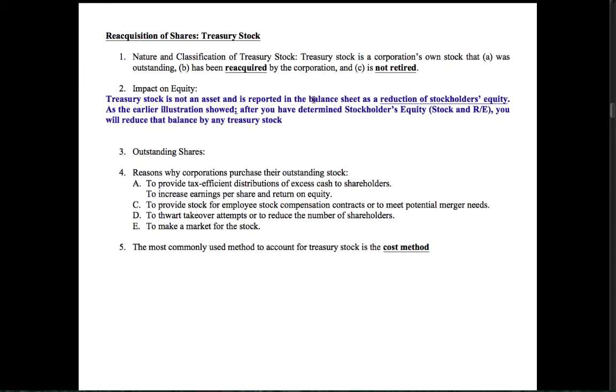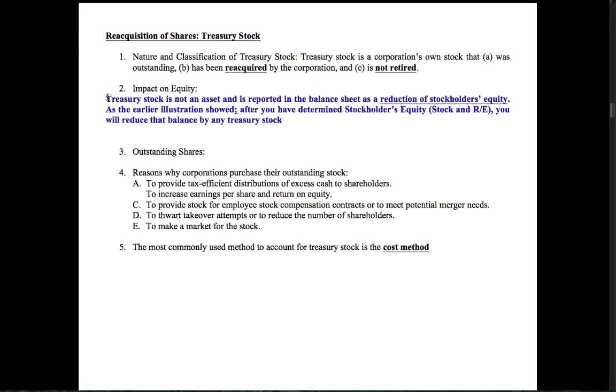Therefore, in that earlier illustration that we showed, stockholders' equity from common stock, preferred stock, and retained earnings makes up the stockholders' equity. You would reduce that balance by any treasury stock, and that's what gets you to your final stockholders' equity balance you would see in the financials.